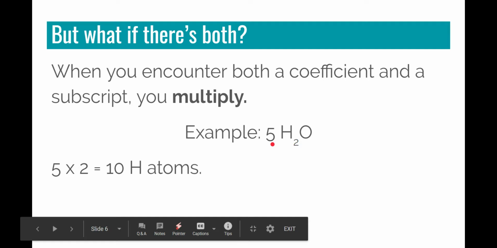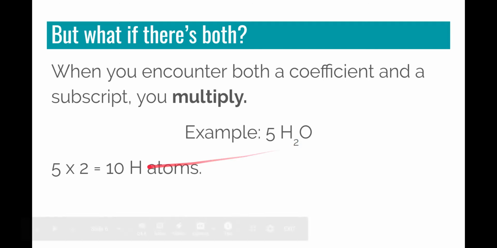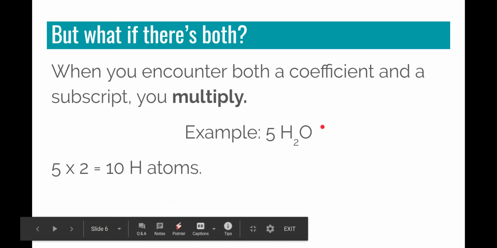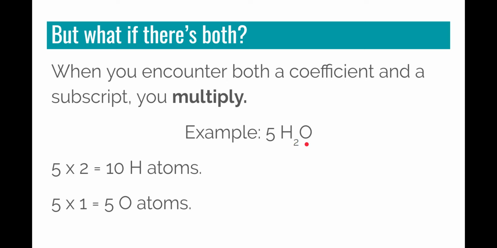So I have to do 5 multiplied by 2 to find the amount of H, so 10 H, and 5 multiplied by 1 for the amount of O atoms. We don't actually write a 1 right here, but when there's no number, it means there's just 1.